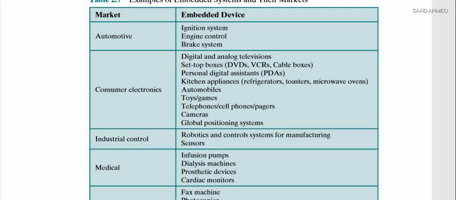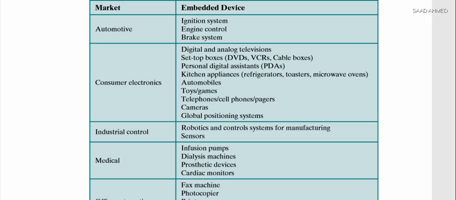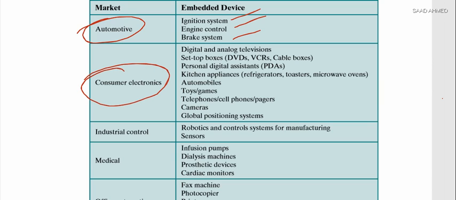That was about general purpose computers, but if you look at the market of computers, it is not limited to general purpose. There are embedded devices. In the automotive market, we have the ignition system, engine control, brake control, and automatic cars. Then in consumer electronics you find microprocessors and computers in all of these devices: television, toys, telephones, cameras, everything.